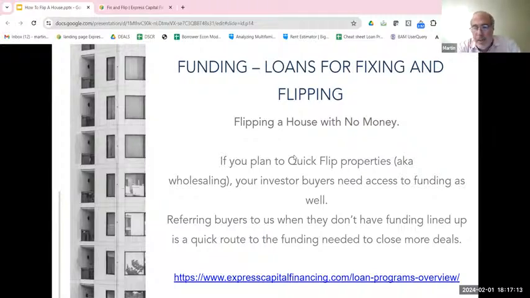So again, if you're a wholesaler, you don't really have any out-of-pocket expense. You're making a quick $5,000, $10,000, $15,000, $20,000. Hopefully your end buyer needs the financing. We appreciate the referral if you can give it to us.